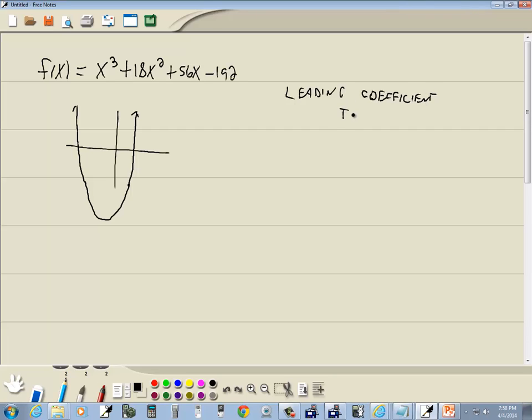Leading coefficient test. Now what the leading coefficient test says is you only look at your first term when it's in standard form. So the only one we're looking at is the x to the third. It has a coefficient, a number in front of it, which in this case is the invisible 1. It also has a power, and that's referred to as your degree, your largest power of x.